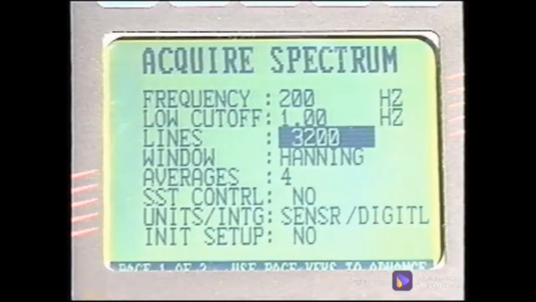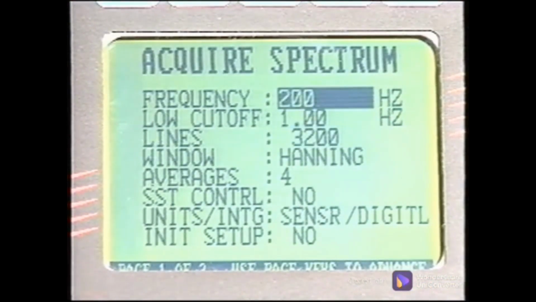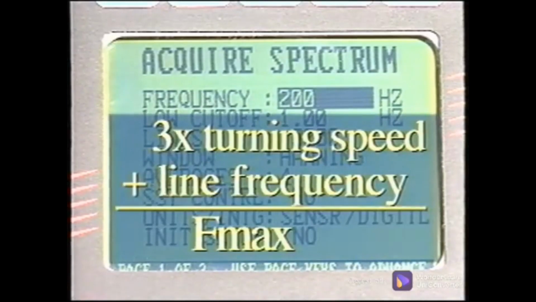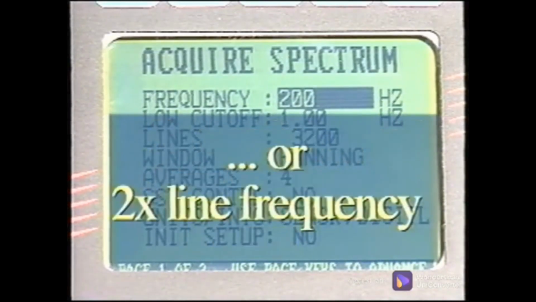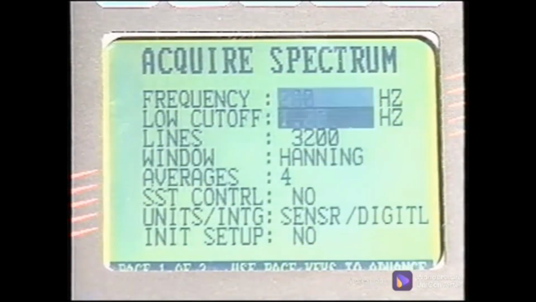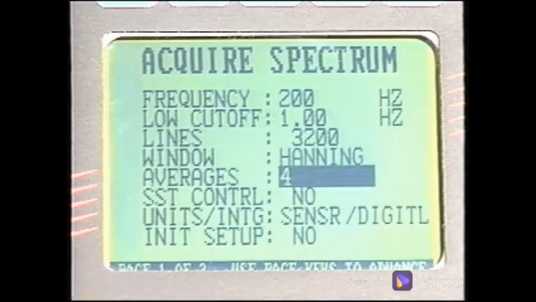The measurement point setups for these flux coil measurements require a high resolution of at least 3,200 lines. The low-frequency measurement around line frequency requires a maximum frequency equal to 3 times turning speed plus line frequency, or 2 times line frequency, whichever is greater. Use 4 averages in the normal averaging mode. Use a Hanning window and define the sensor as a flux coil. Do not provide sensor power since the coil generates a voltage from the motor flux.